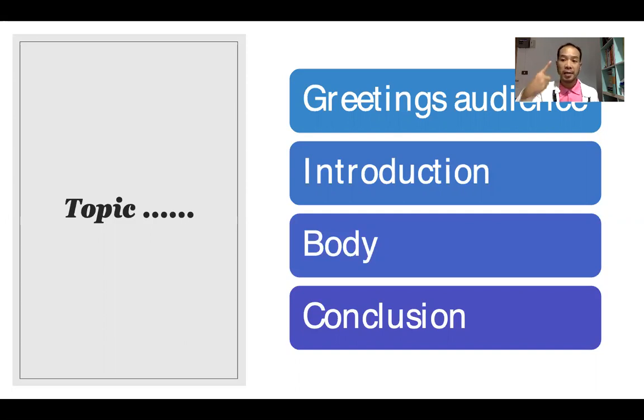First, it must be the introduction. Second, it must be the body. The body means the content that is included inside. And the last is the conclusion. When we draw to the conclusion, there must be a question in the last part.